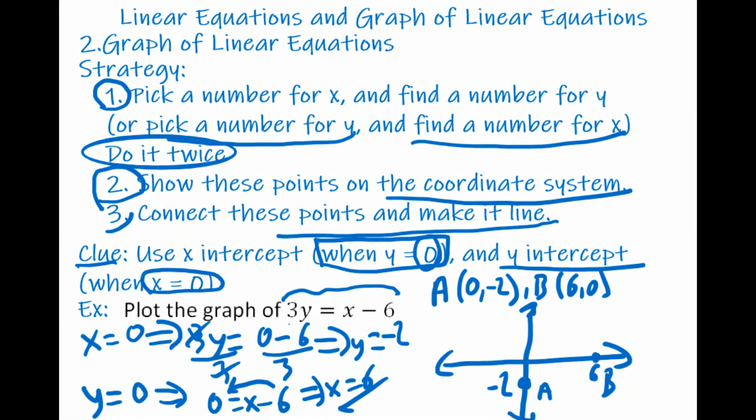In the third step, it says connect these points to make it a line, which means just make it bigger. It doesn't look straight, but suppose that this is a straight line. So this is the graph of 3y is x minus 6. This is how we can draw the graph of this equation. I will show you a couple of examples also to see how easy the strategy is, and you can apply the same strategy to all questions related to linear equations.